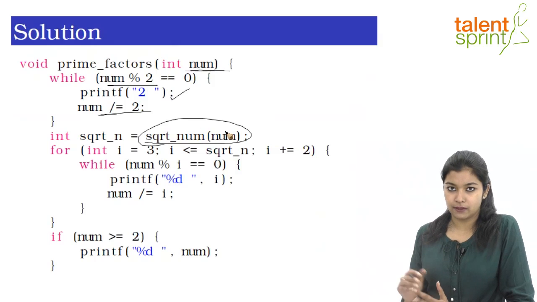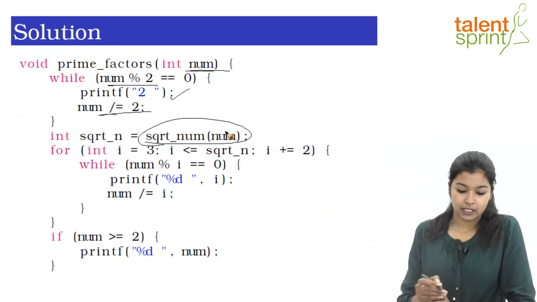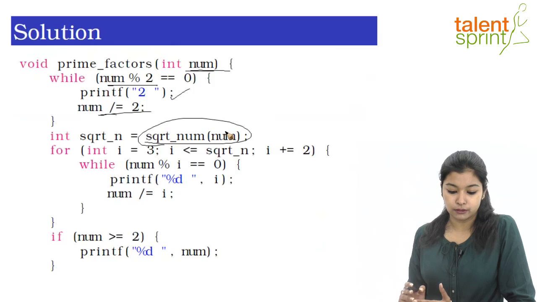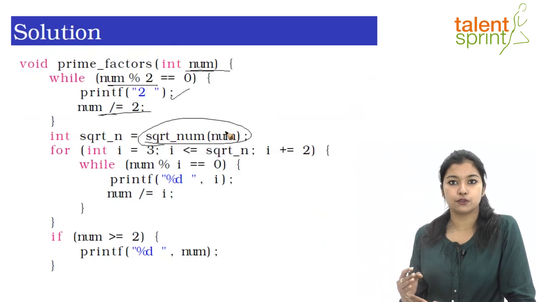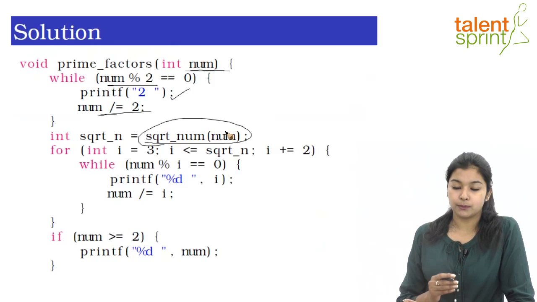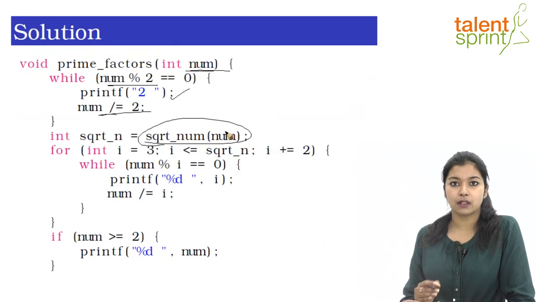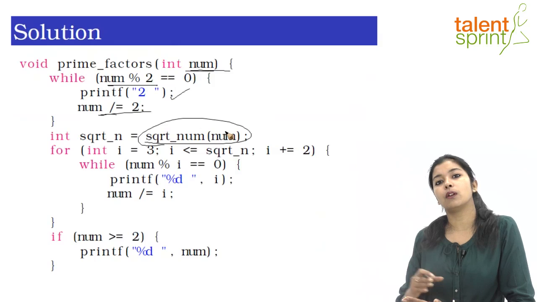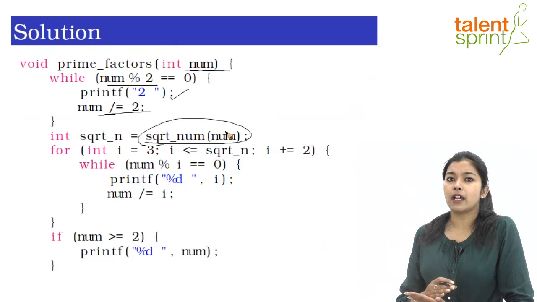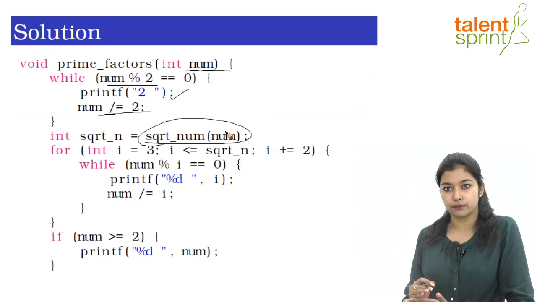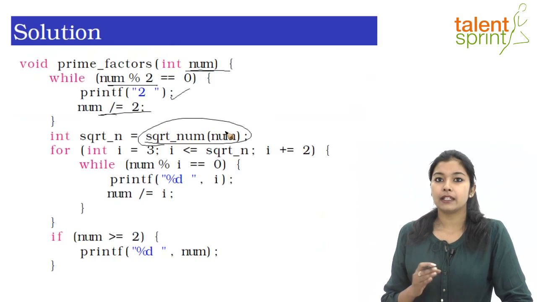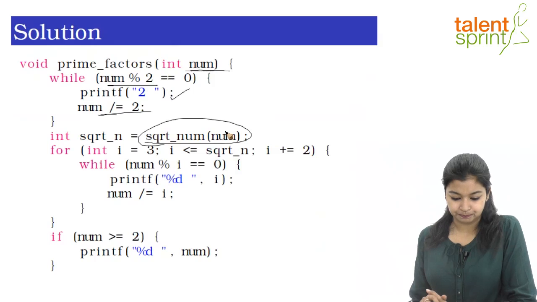Here let's say we have called our function on our number, and the square root is stored in square root underscore n. Further on, we are traversing in the loop from i equals 3, since 2 we have already checked for, to i less than or equal to the square root. So you don't have to test all the way up to the number. You have to only test till the square root of the number. So i less than or equal to the square root of number, and i equals i plus 2.